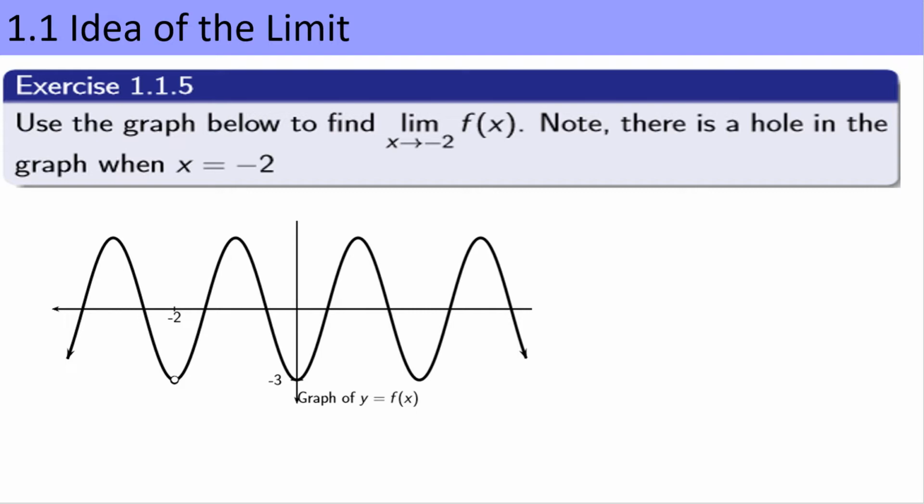That means it's waves that will go up and down the same height or the same amplitude.